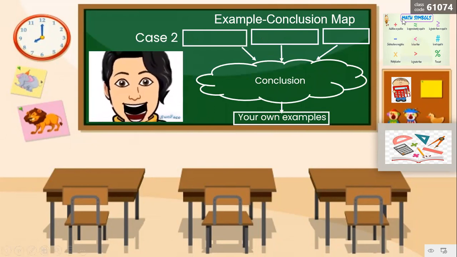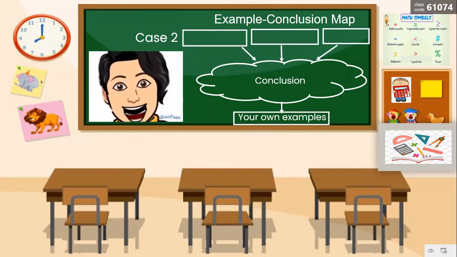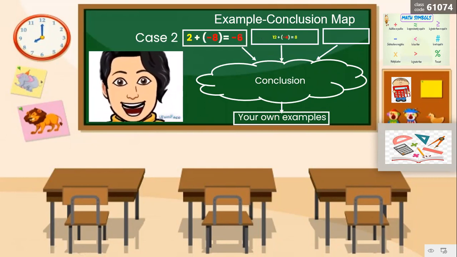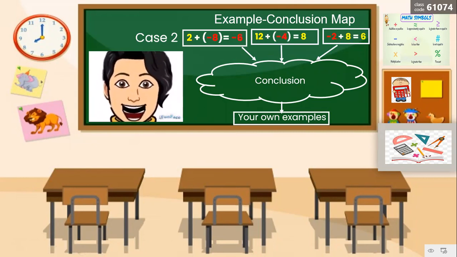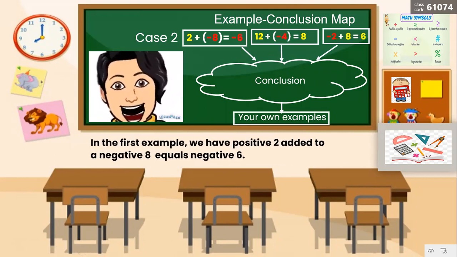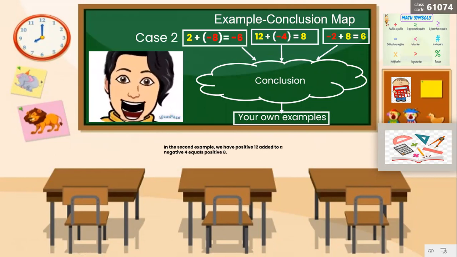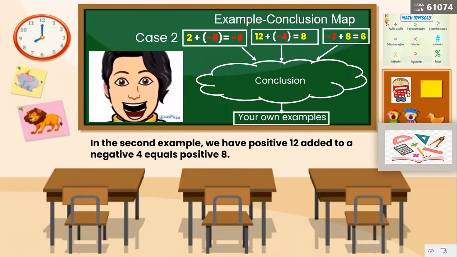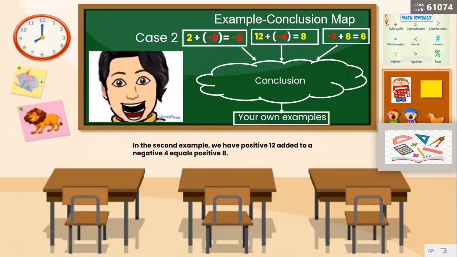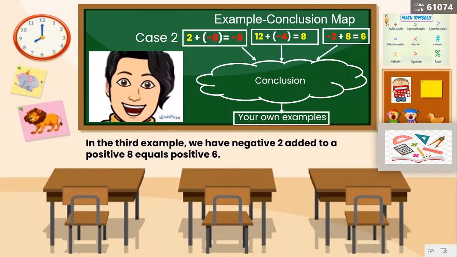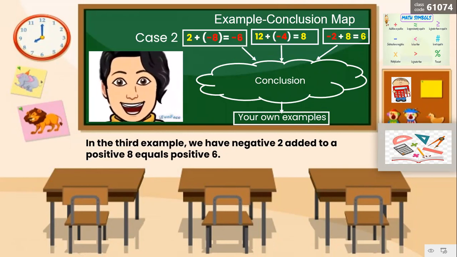For case number 2, here are the examples. We have first, second, and third example. In the first example, we have positive 2 added to a negative 8 equals negative 6. In the second example, we have positive 12 added to a negative 4 equals positive 8. In the third example, we have negative 2 added to a positive 8 equals positive 6.